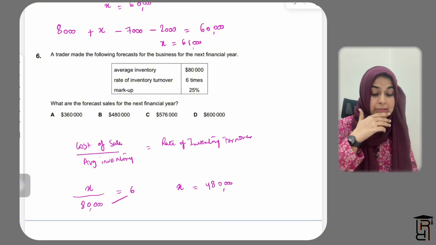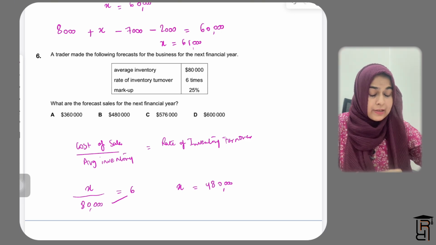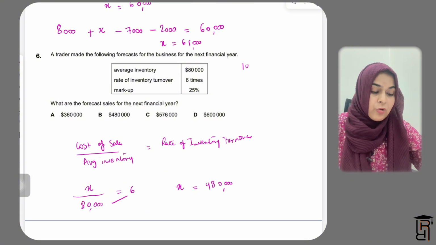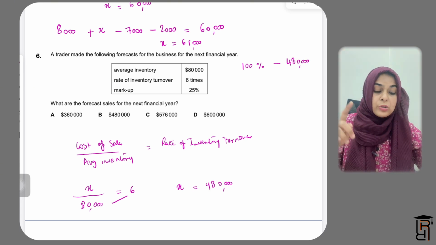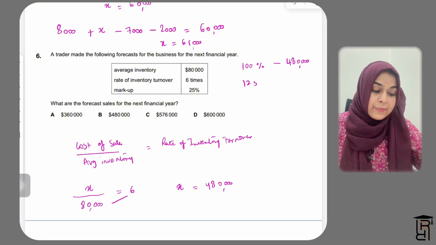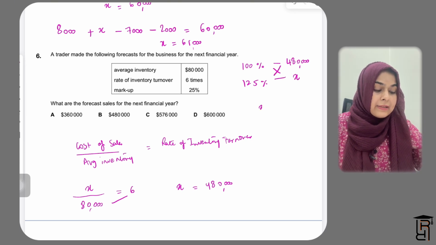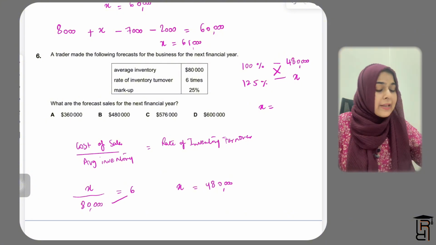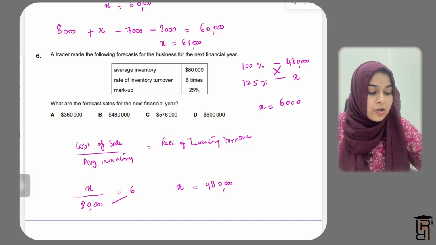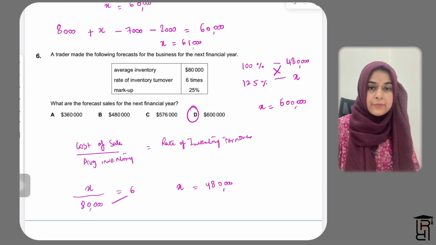And now I need to apply the formula. I know my cost of sales is 480,000, and when markup is given, you always assume that cost is 100%. So cost is 480,000. That is my 100%. I don't know my revenue, but I know the markup. So gross profit is 25%, so cost plus markup is going to be 125%, which is my revenue, and this is going to be X. Now when I cross multiply, X will come out to be a greater number. Obviously the value for X will be 600,000, which is my revenue in this case. That is my forecast sales for the next financial year.